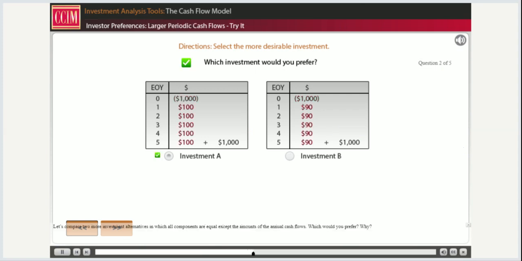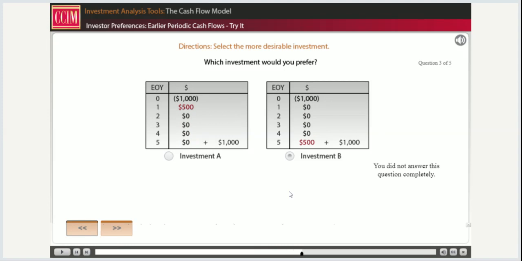Let's compare two more investment alternatives in which all components are equal except the amounts of the annual cash flows. Which would you prefer and why? Let's compare two more investment alternatives in which all components are equal except the timing of the annual cash flows. Which would you prefer and why?